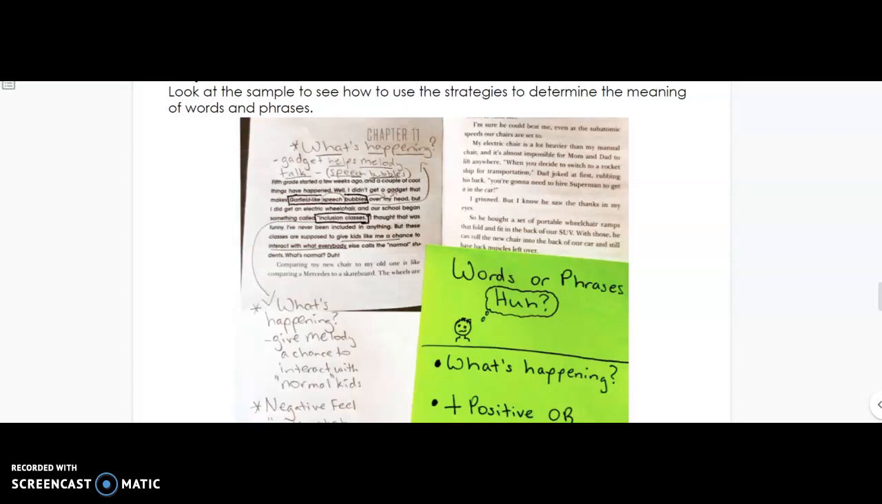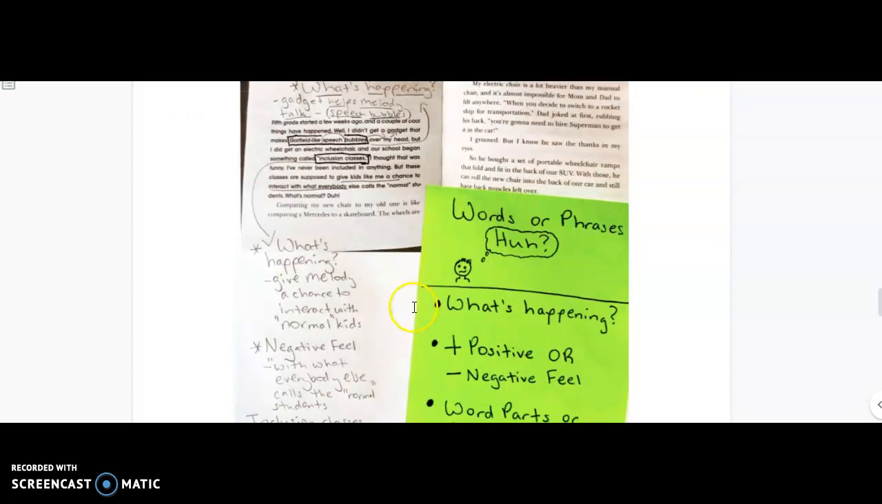Then when they talk about inclusion class, you might be thinking, I think I know what that is, but I'm not really sure. What helps me understand that is that it's giving Melody a chance to interact with normal kids. So maybe inclusion class is her being included with normal kids. That phrase is helping me understand what inclusion class is.